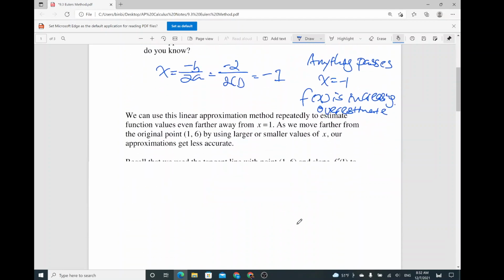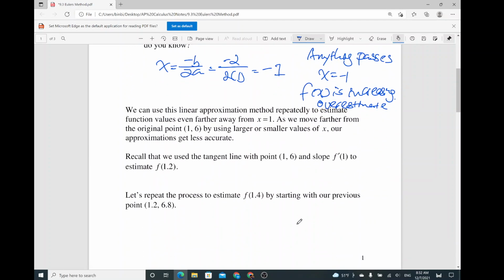Okay, so now let's find out the rest of this stuff right here. We can use the linear approximation method repeatedly to estimate function values even farther away from x equals 1. As we move farther from the original point 1, 6, by using a larger or smaller value of x, our approximation gets less accurate. Recall that we used the tangent line with point 1, 6 with the slope.